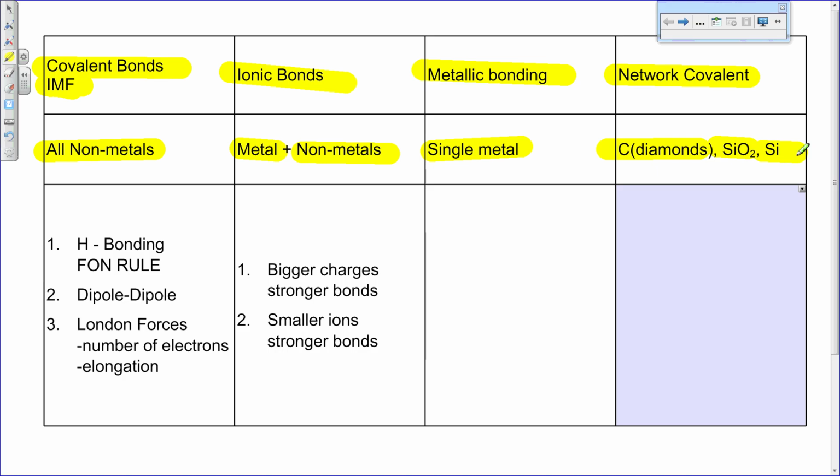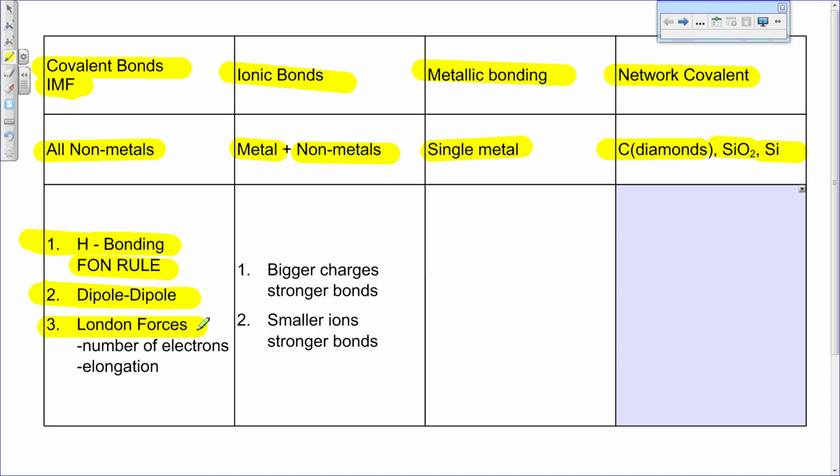So then when we get into covalent bonding, we know that they're ranked. There are 3 forces. The first one is hydrogen bonding, which is by far the strongest. We use the FON rule, which means that fluorine, oxygen, or nitrogen directly bonded to hydrogen produces hydrogen bonding. The second strongest force is dipole-dipole. The third strongest force is London forces.